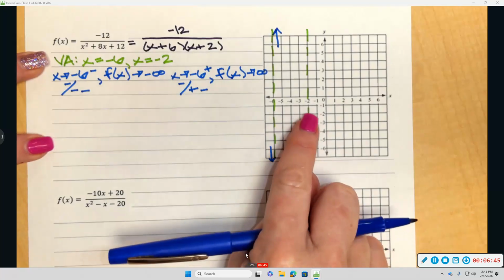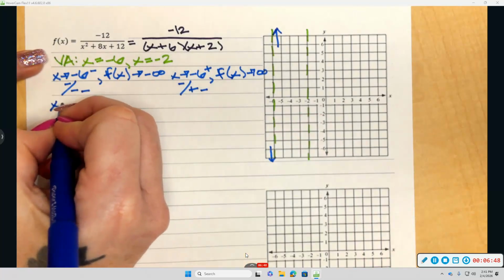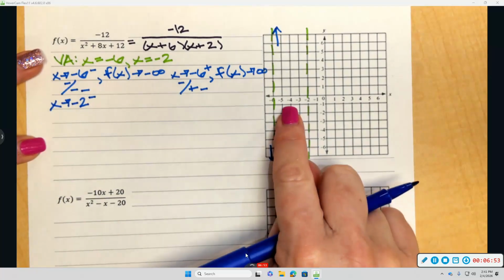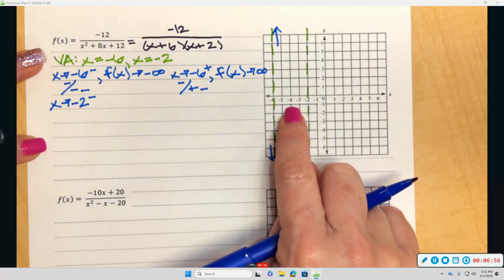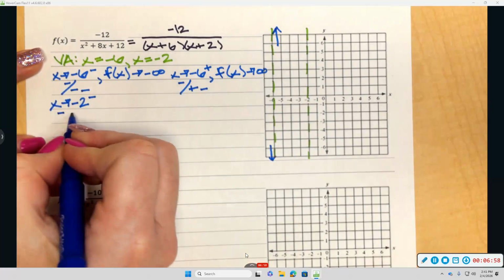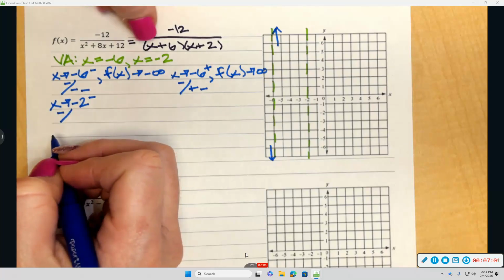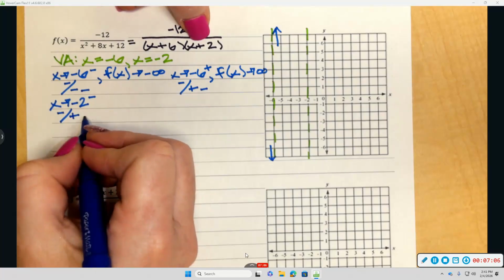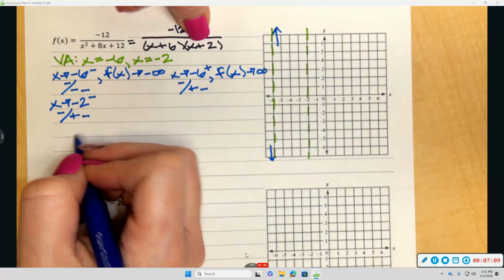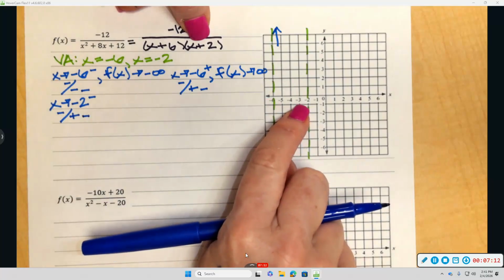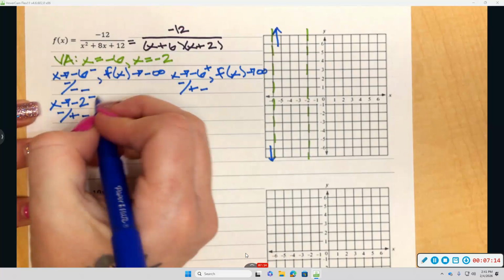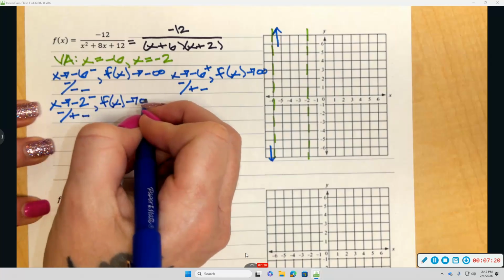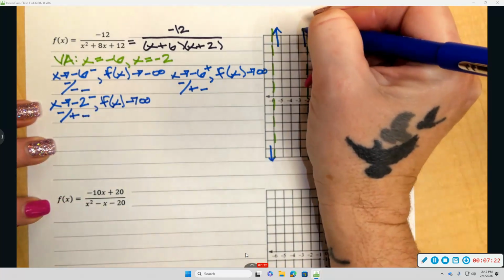We're going to do the same thing at negative 2. As x approaches negative 2 from the left, so we're at values less than negative 2, we still have a negative in the numerator. This factor will still be positive, and this factor will still be negative. Think about it as if we were plugging in a negative 3; we would get a negative value for that factor. So that means the function is still approaching positive infinity. So over here, we're going to be up.